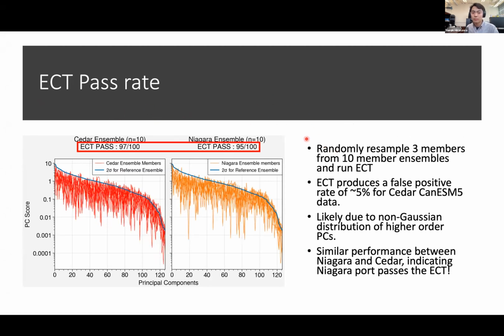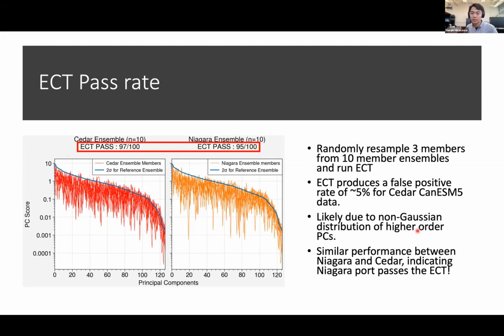Right. So we conducted the test for the port to Niagara. Again using the containerized version, we just set it up on Niagara and ran a bunch of test simulations. We ran 10-member ensembles, and if we randomly resample 3 members from them and keep running the ECT, we find that the ECT produces a false positive rate of about 5%. And this is true on both Cedar and Niagara.